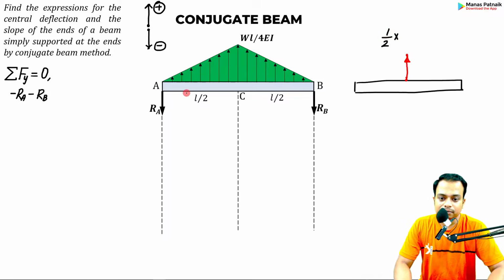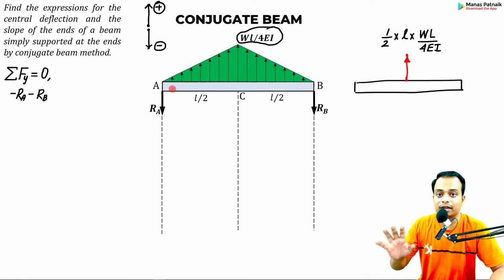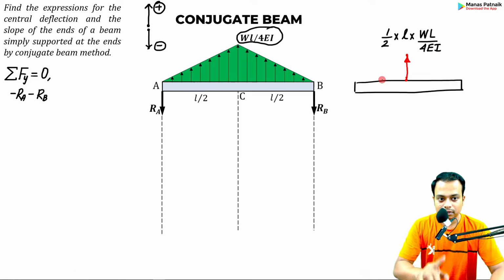Half of base. Base is L by 2 plus L by 2, that's L, into the height. The height happens to be WL over 4EI. Okay, once again, if I were to replace this entire triangularly varying load with a single point load, it would be this much.